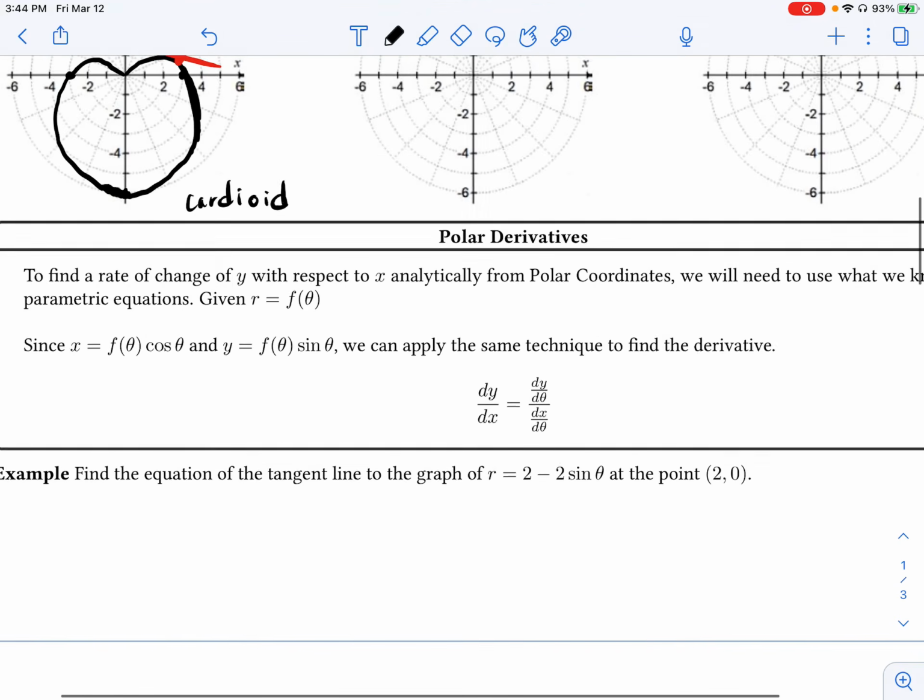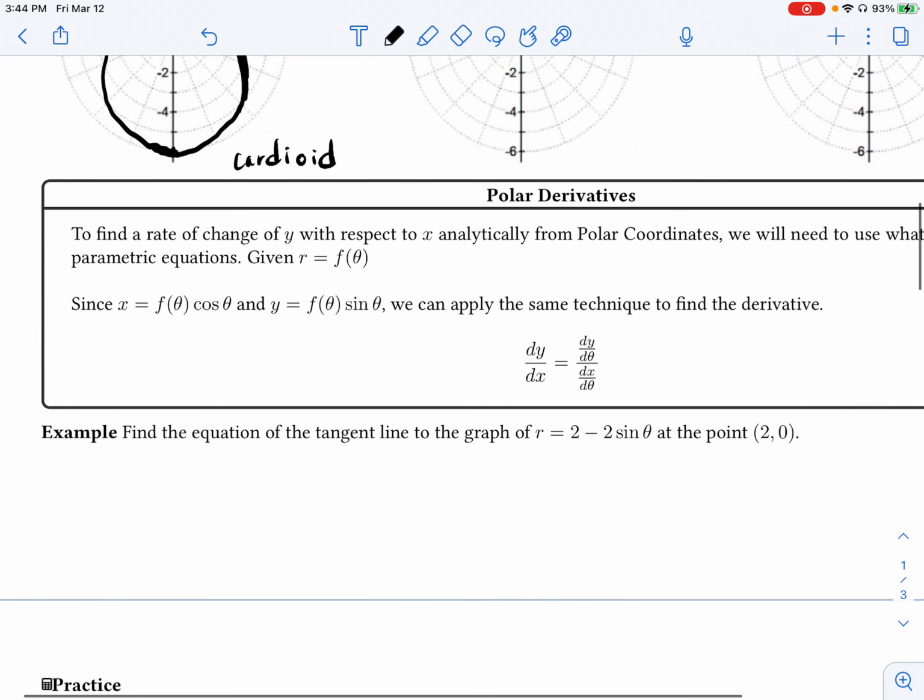Now let's try that with this particular problem here. Let's find the equation of the tangent line, meaning we're going to need to find the slope of our tangent line also, to the graph of r is equal to 2 minus 2 sine theta at the point (2, 0). And if you'd like, you can pause and graph this out in your graphing calculator so you know what it looks like, but we can do it without looking at the graph actually.